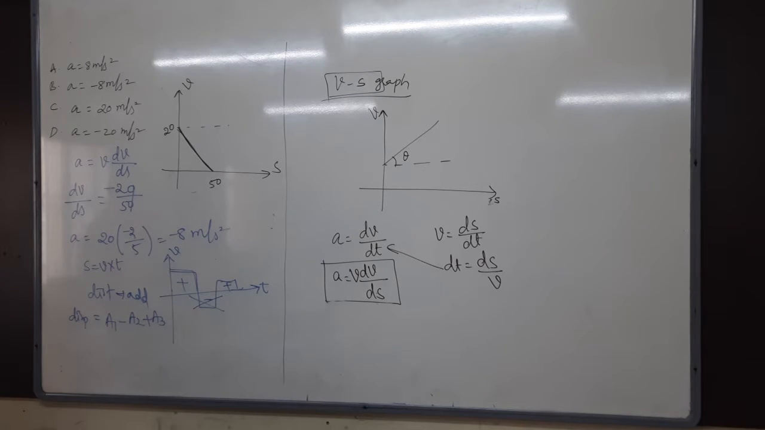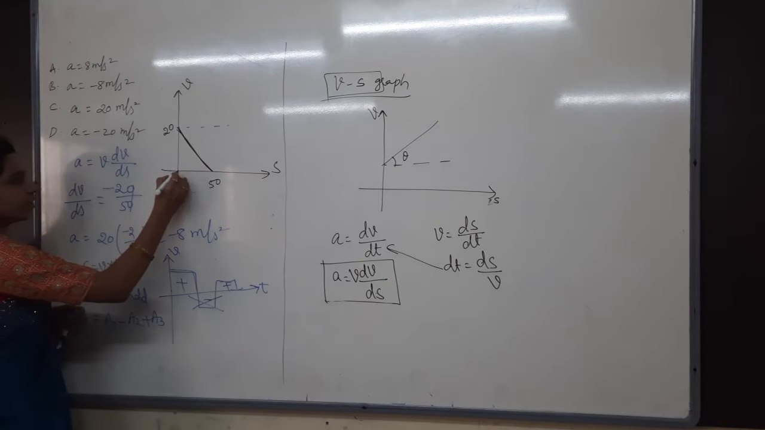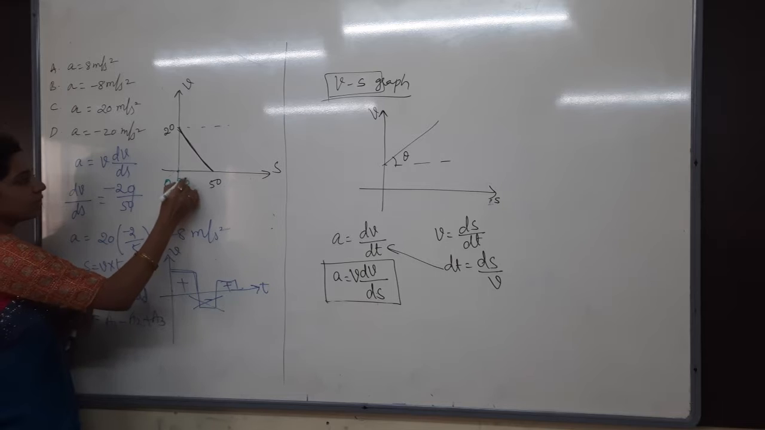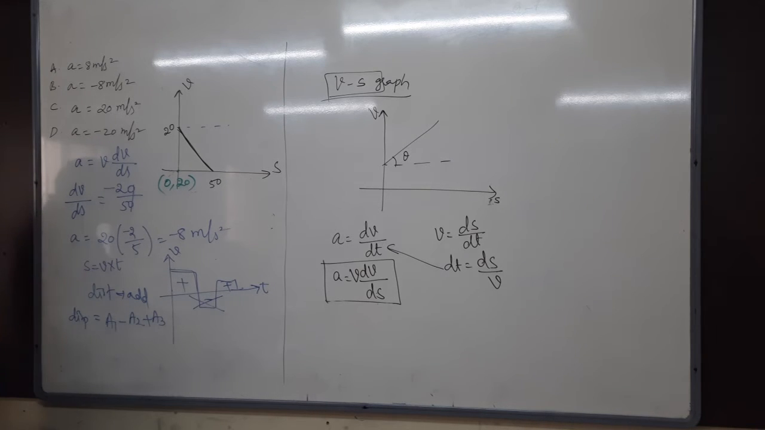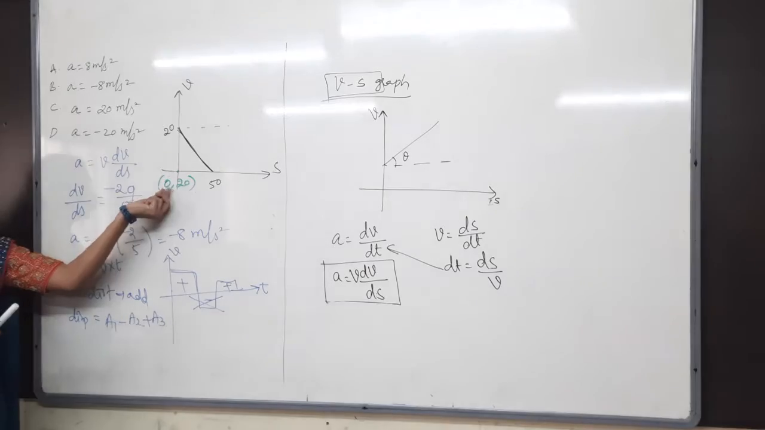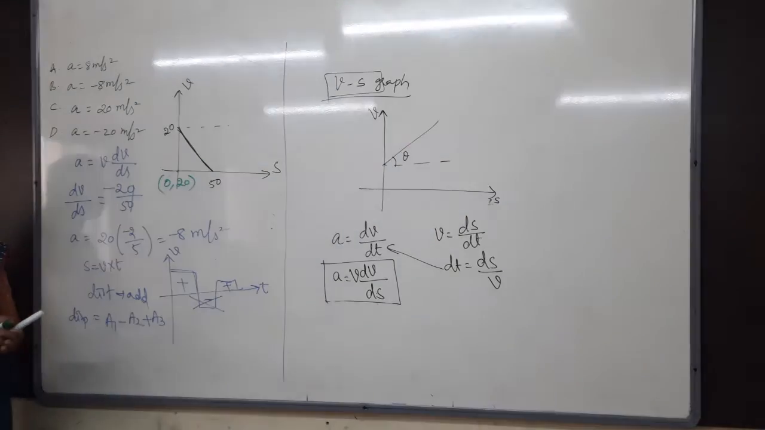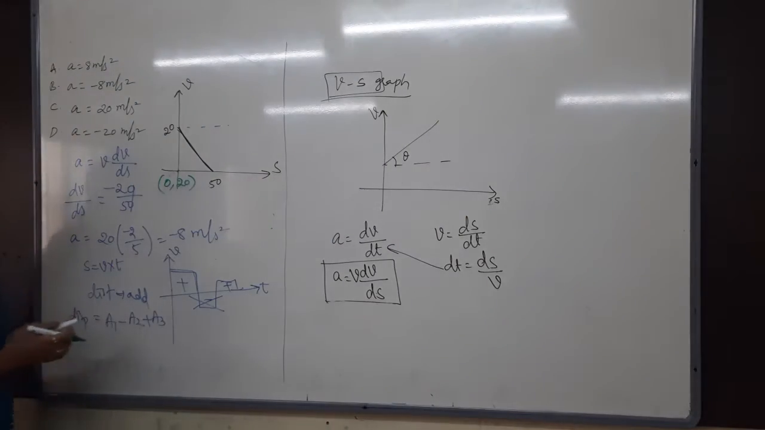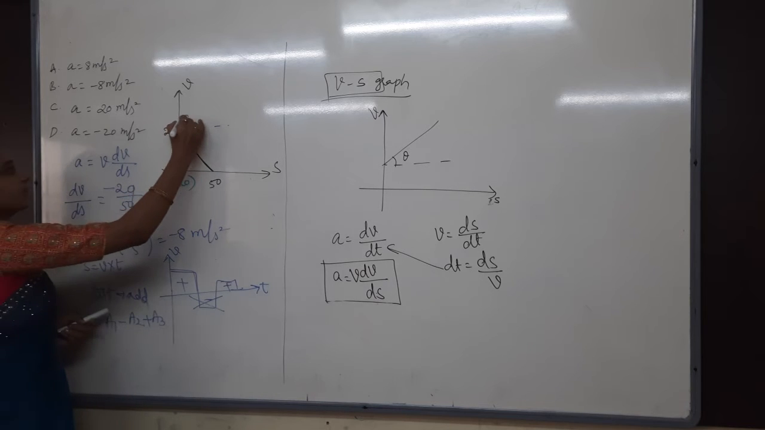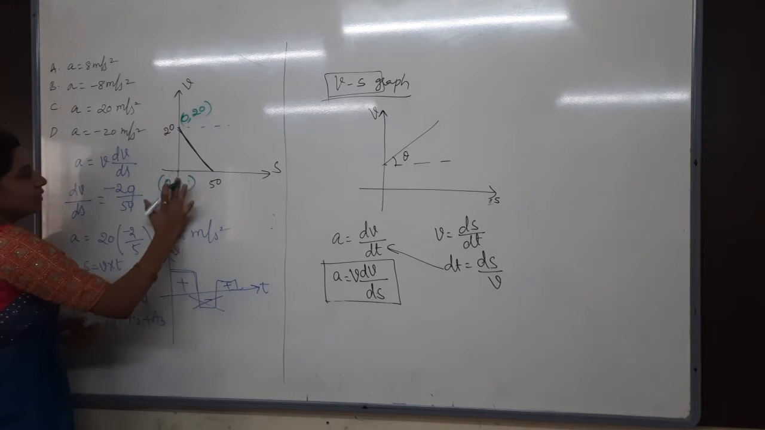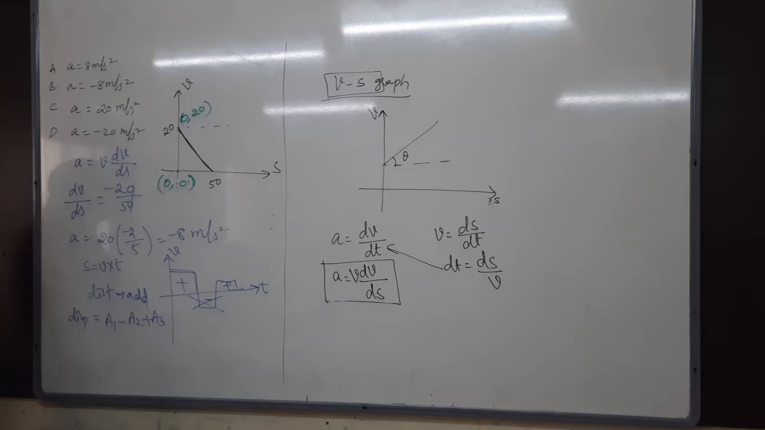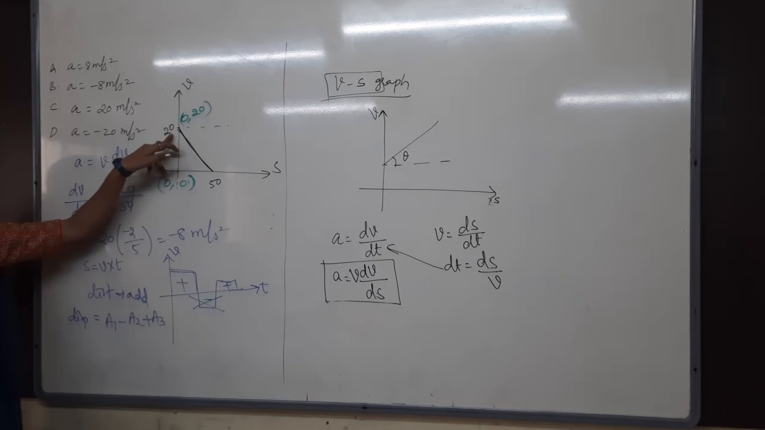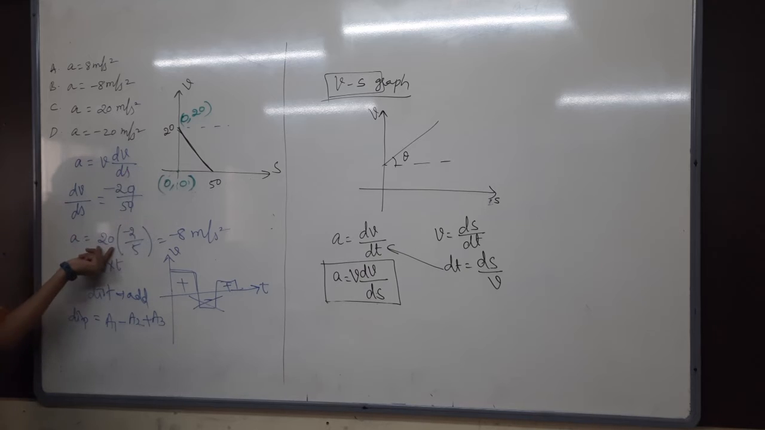S is equal to 0, nothing but what? Velocity is how much? Here, what are the coordinates? 0, 20. Here, what are the coordinates? 0, 20. I'm sorry, here 0, 20, and then here 0, 0. What is the velocity whenever S is 0? 20 only, no? So that 20 only we have considered here.